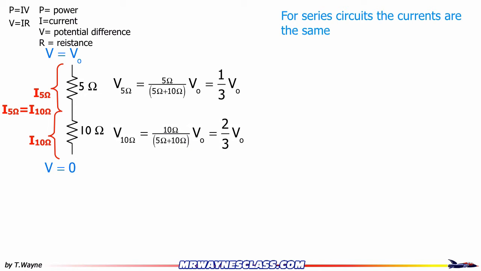So the 5 ohm resistor is 1/3 the total resistance, and it's 1/3 the total energy. The 10 ohm resistor is 2/3 of the original energy, because it's 2/3 of the total resistance in these two.